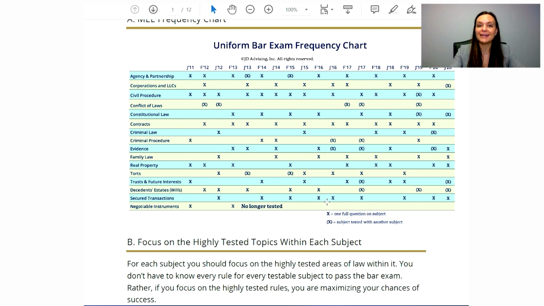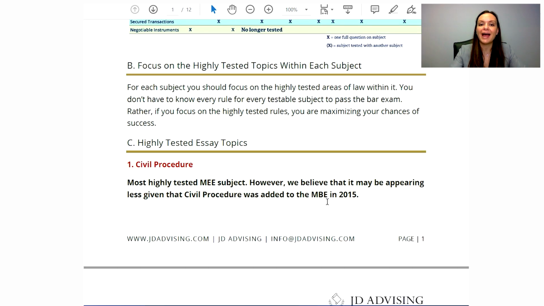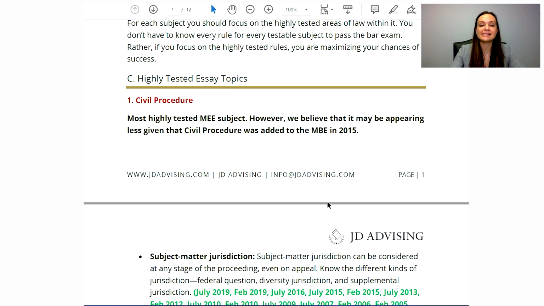But instead, to have that efficient and effective approach, you should first focus on those highly tested subjects, as well as those highly tested topics within each subject. So that brings me to my next point. Let's talk about some highly tested topics within each of our testable subjects. I'm not going to be reading this document to you. Instead, I want you to follow along with me and take any notes that you find helpful.